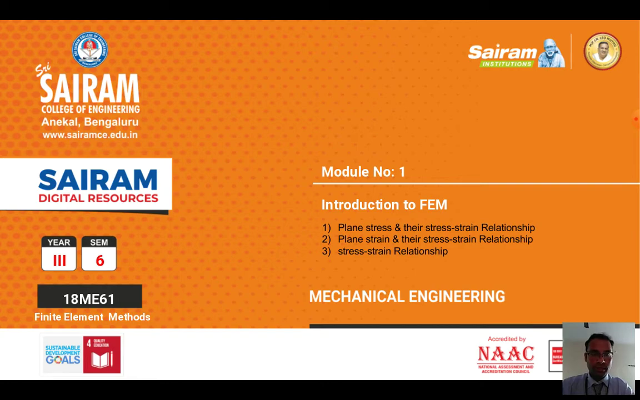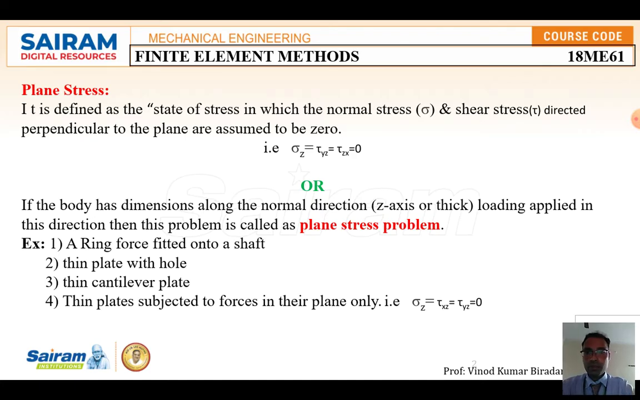Let me understand in detail now. What do you mean by plane stress here? It is defined as the state of stress in which the normal stress, denoted by sigma, and the shear stress, tau, directed perpendicular to the plane are assumed to be 0. Such conditions we are going to call a plane stress problem, that is sigma z equal to the shear stress tau yz, equal to tau zx, equal to 0. If this condition is satisfied, we call it a plane stress problem.